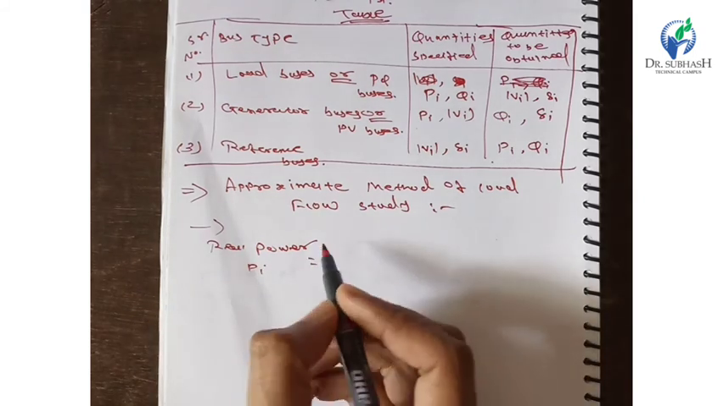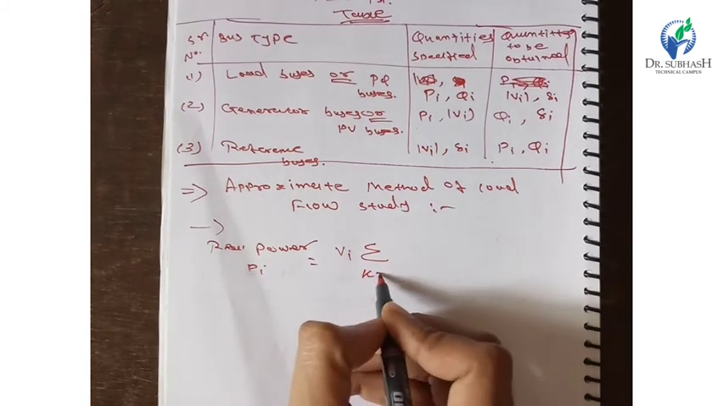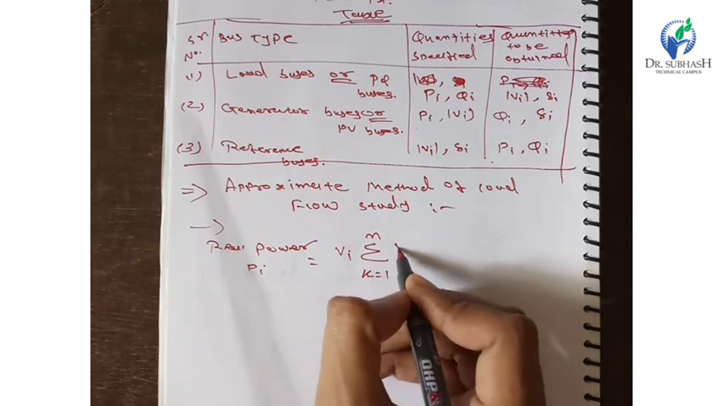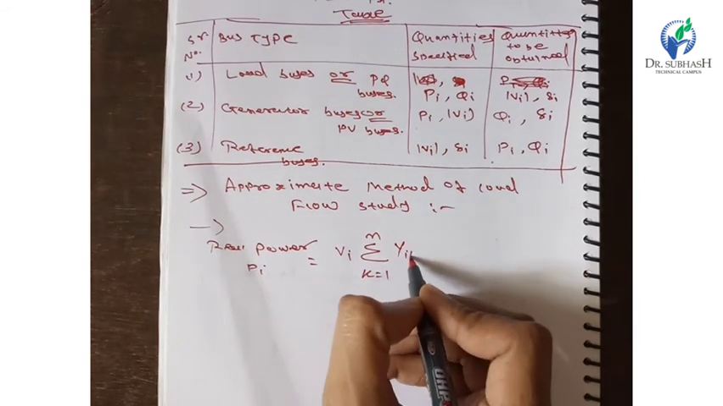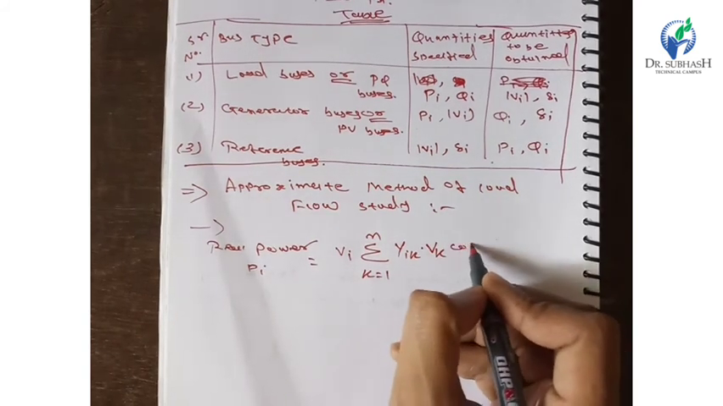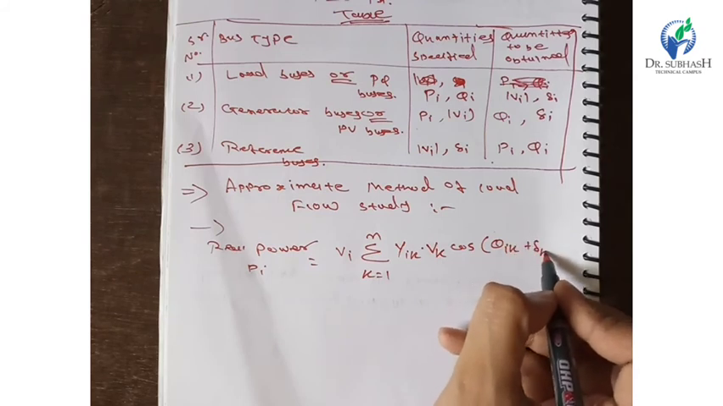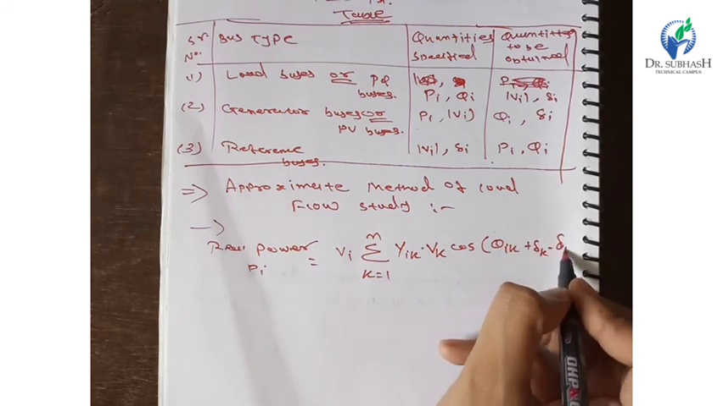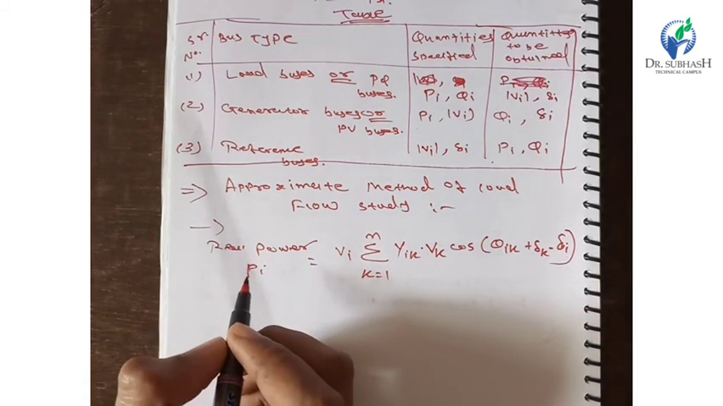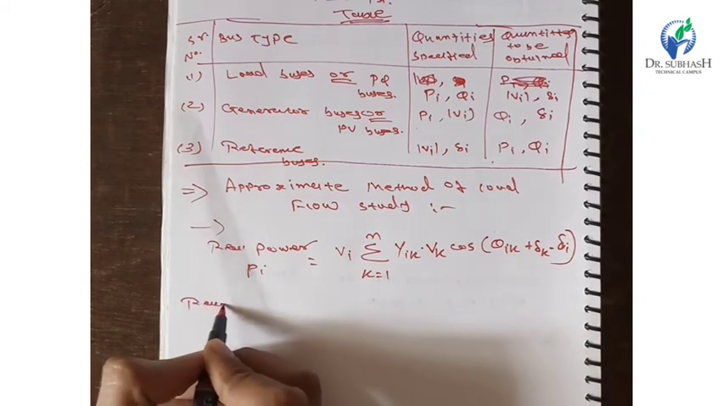The real power equation is Pi equals Vi sigma k equals 1 up to n, Yik into Vk cos of theta ik plus delta k minus delta i. It is the real power equation.